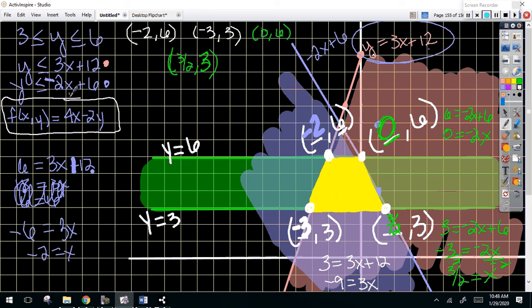So now I don't even need the graph anymore. I've got these 4 points, 4 vertices, and that's what I'm going to use to evaluate my function, okay? So 4 times, and you'll need to show each one to show that you understand. I got to find each one before I can find out which one's the biggest and which one's the smallest.